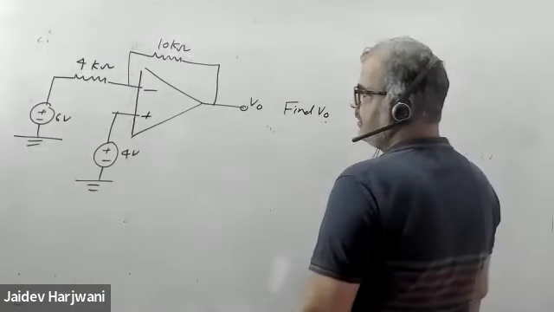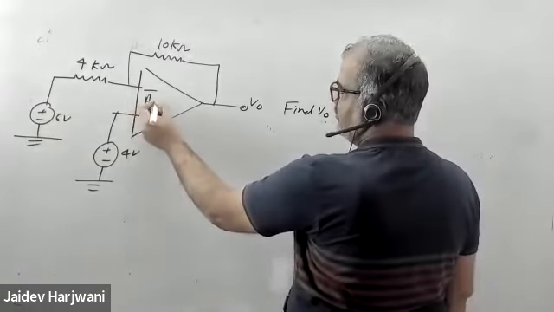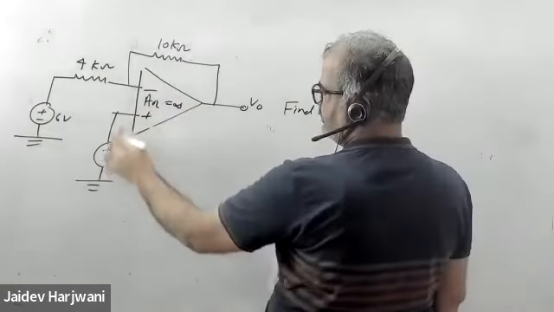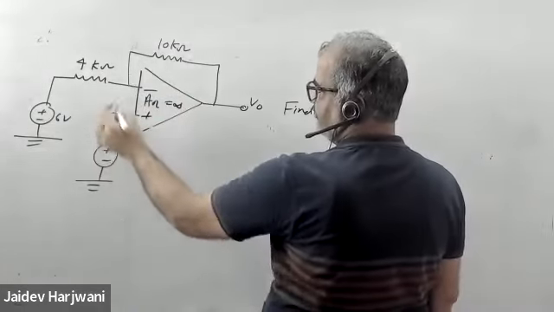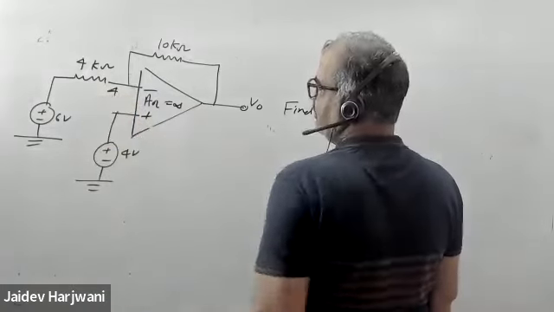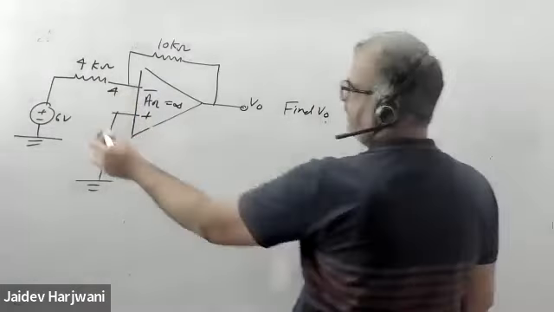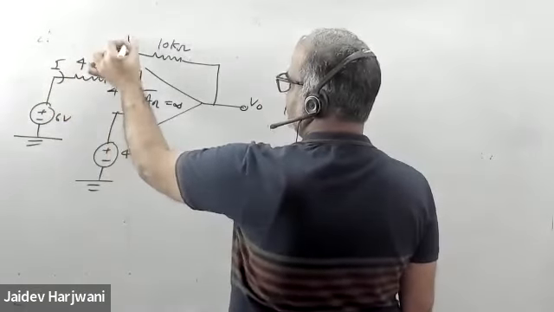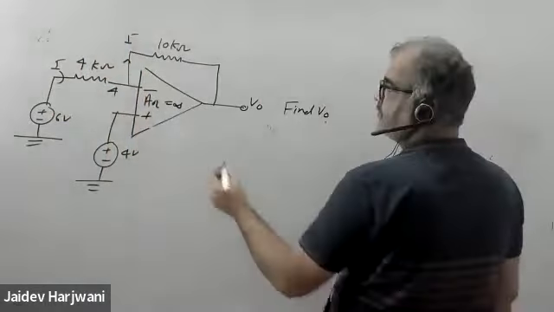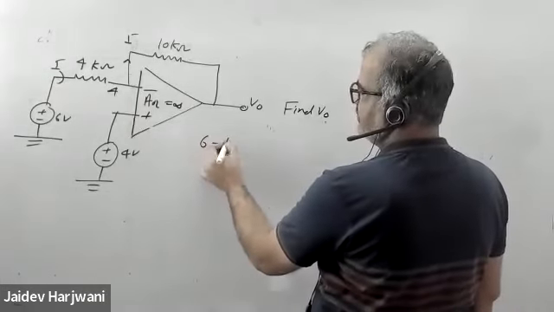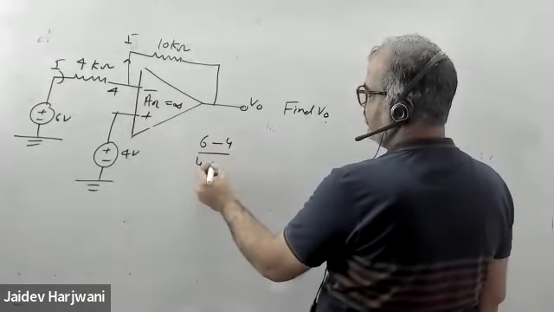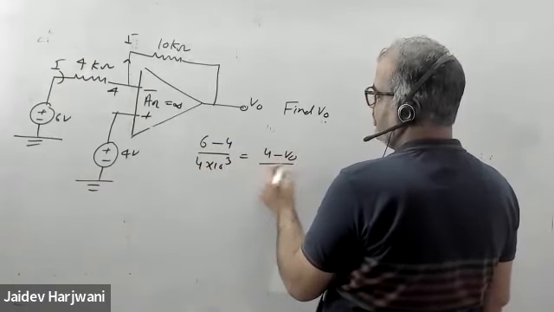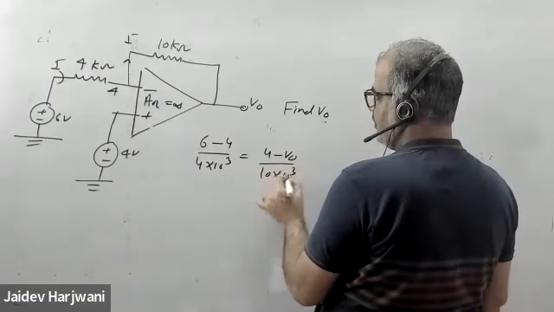Again, it's ideal. Ideal means AOL is infinite. So the voltage will be the same. This is 4, this will also be 4. So you can again write the equation here. Current I is coming and this current is going here. So what can I write? I can write (6 minus 4) upon 4 kilo ohm equals (4 minus V naught) upon 10 kilo ohm.